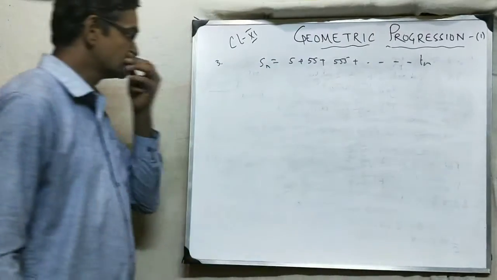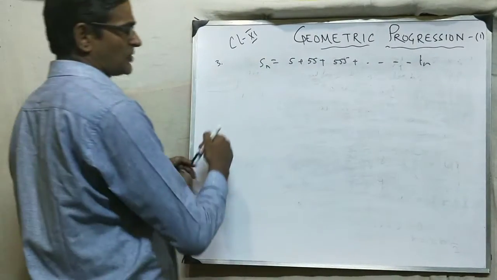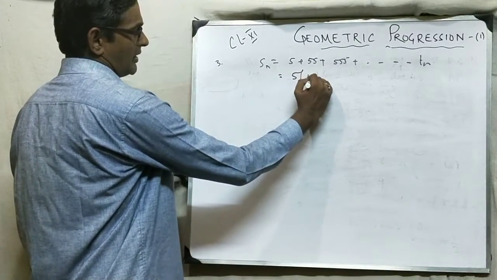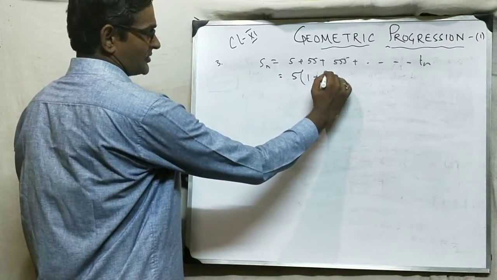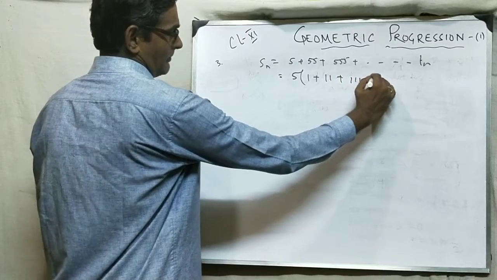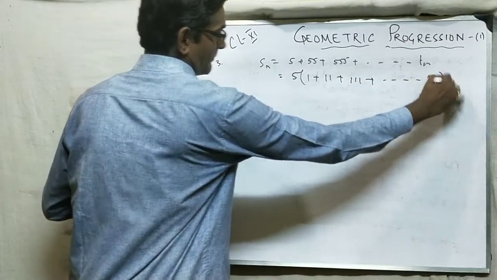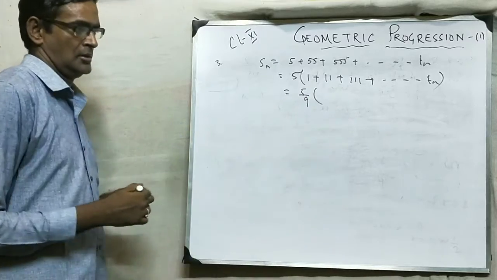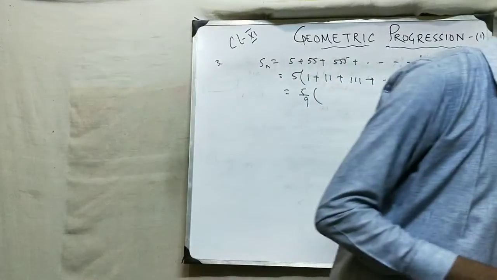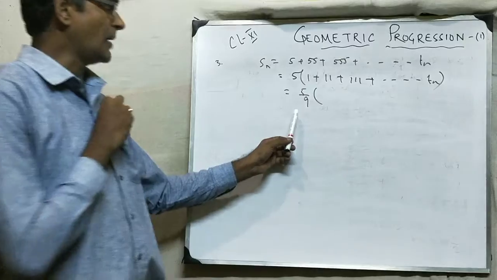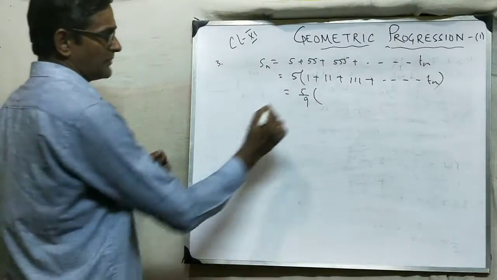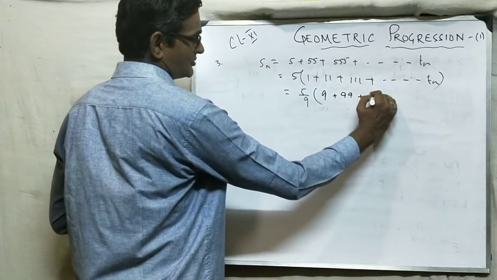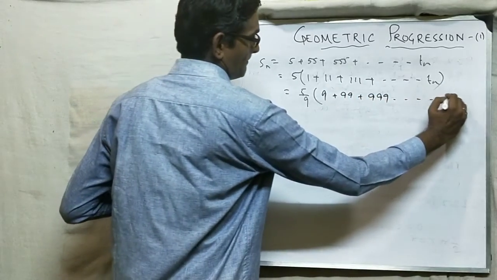How to do it? See, this type of sum we have done also in class 10. Take 5 common. What will I get? 1 plus 11 plus 111 plus up to n terms. Now you multiply and divide it by 9. So if I multiply by 9, what will I get? 9 plus 99 plus 999 plus up to n terms.